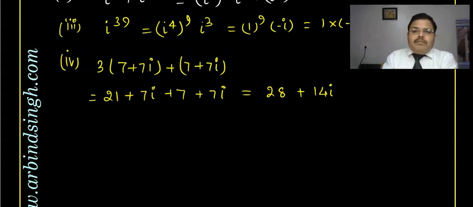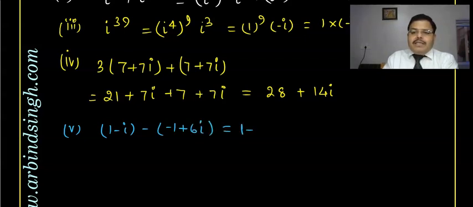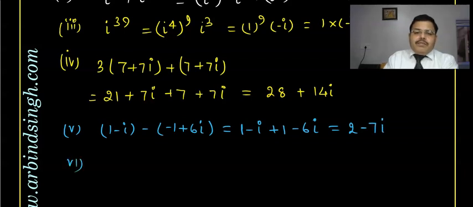Now question number 5. The fifth question is 1 minus iota minus minus 1 plus 6 iota. That can be simplified as 1 minus iota plus 1 and minus 6 iota. So 1 plus 1 becomes 2 and minus 6 iota minus iota becomes minus 7 iota. This is in the form a plus iota b.